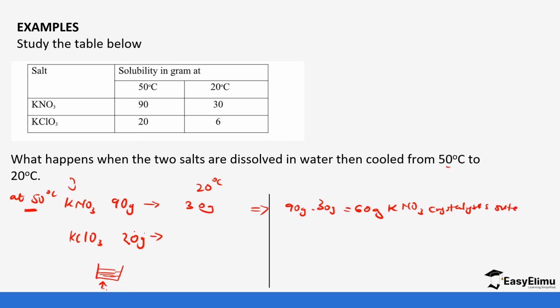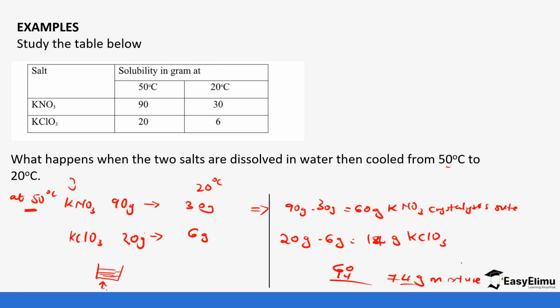And then also we notice at 20 degrees Celsius for the potassium chlorate, only 6 grams is able to dissolve, but we started with 20 grams. If you subtract 20 minus 6 grams, you get 14 grams of potassium chlorate that will also crystallize out. So if we measure the total mass that crystallized out, it is 60 plus 14, which gives us 74 grams of the mixture.